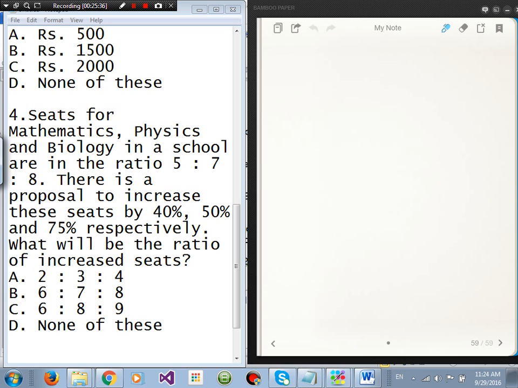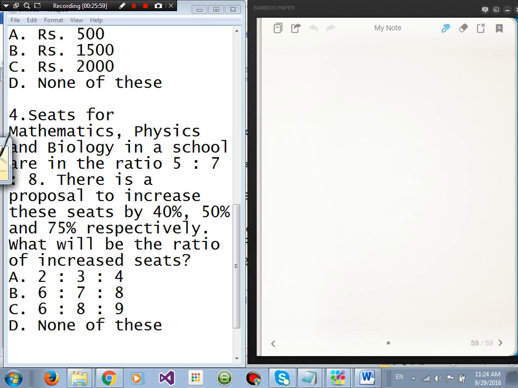When you look into this question here, seats for the mathematics, physics and biology in a school are in the ratio 5 is to 7 is to 8. Earlier they got 100% is equal to 5, 7 and 8. There is a proposal to increase these seats by 40%, 50% and 70% respectively. Then what will be the ratio of the increased seats?